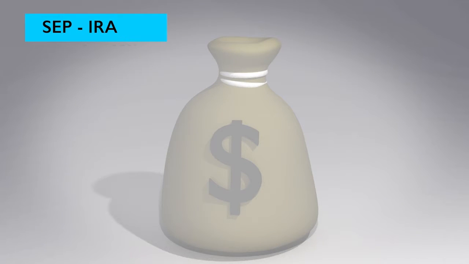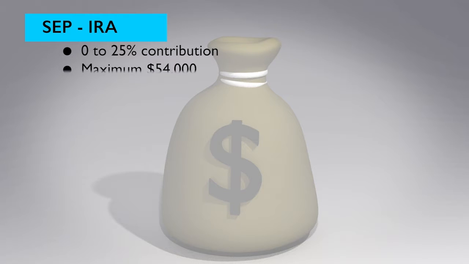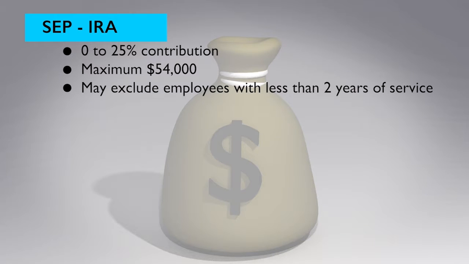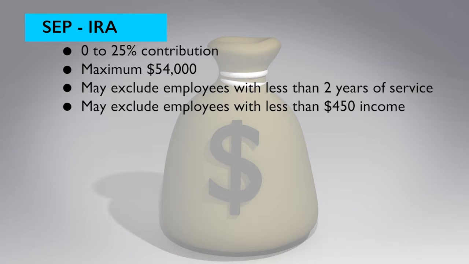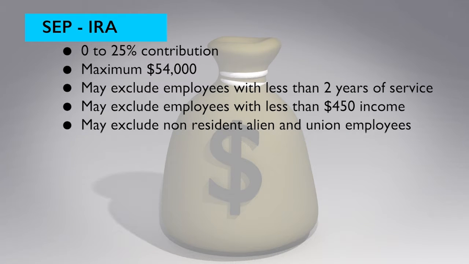The SEP IRA is built for small businesses and is a great low-cost plan. The employer contributes up to 25% of his or her adjusted gross income, if you are self-employed or a sole proprietor, to a maximum dollar amount of $54,000. The employer may exclude employees with less than 2 years of service and earn less than $450 of income. The employer may also exclude non-resident aliens and union employees.